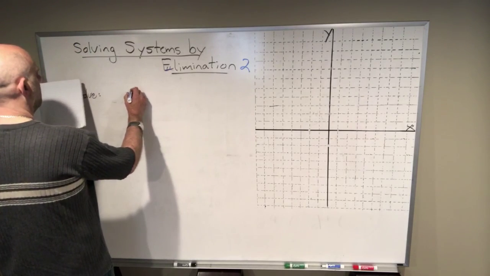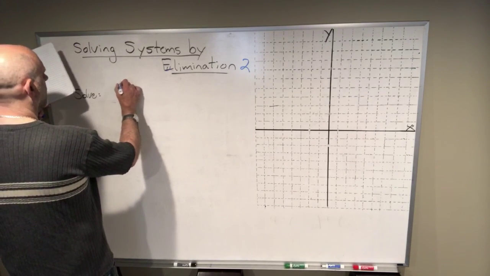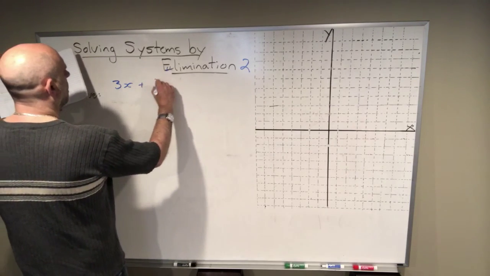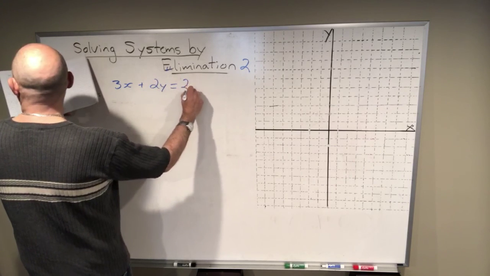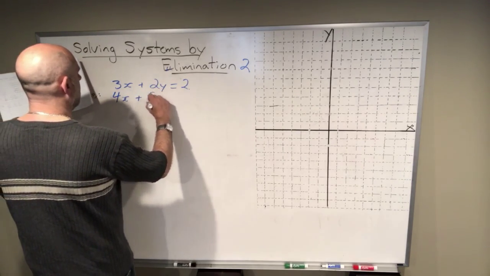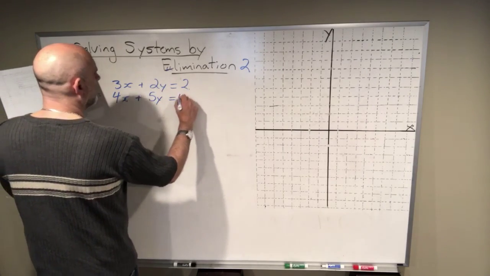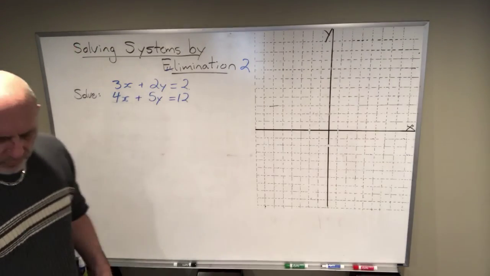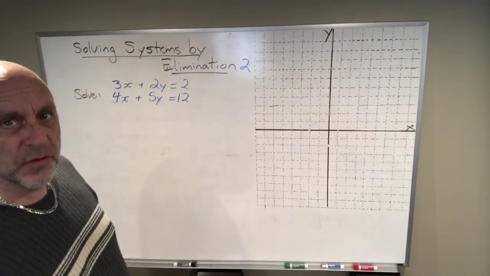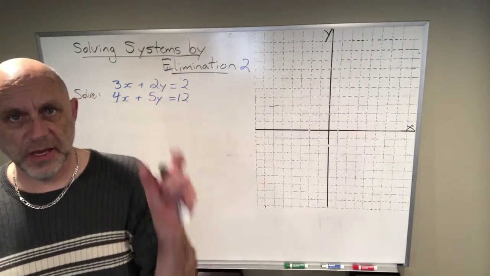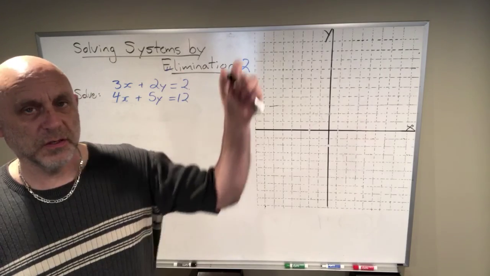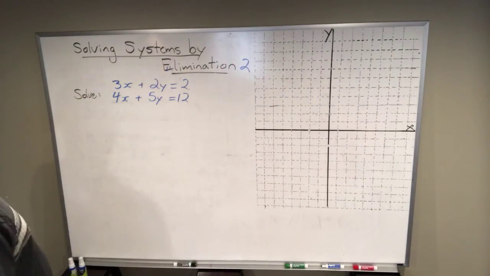Okay, here's my next system. System of two equations. This one says 3x plus 2y equals 2. And 4x plus 5y equals 12. Okay. First of all, is everything aligned up? Do we have everything in the right position? Are the x's above the x's? Are the y's above the y's? Are the equal signs above the equal signs? And are the numbers above the numbers? All looks good.